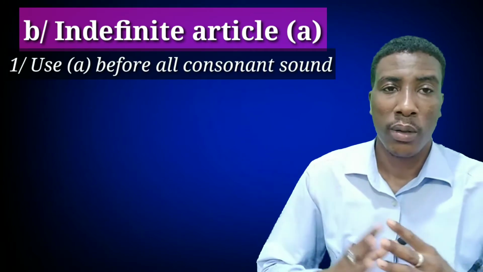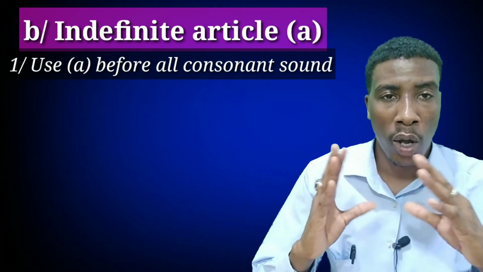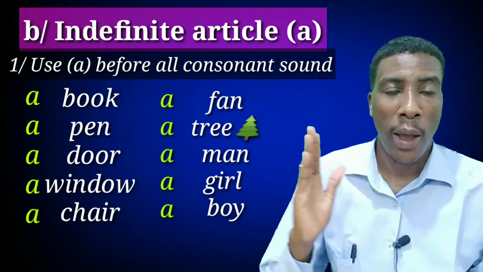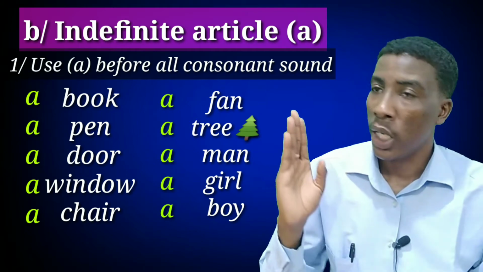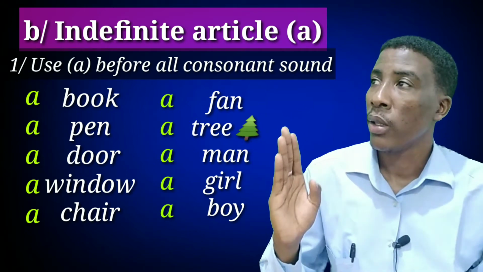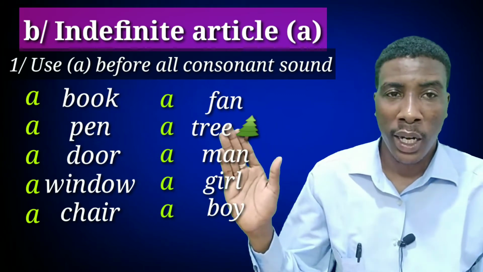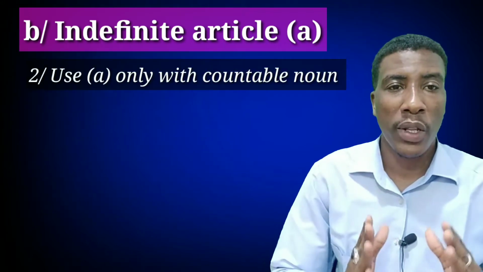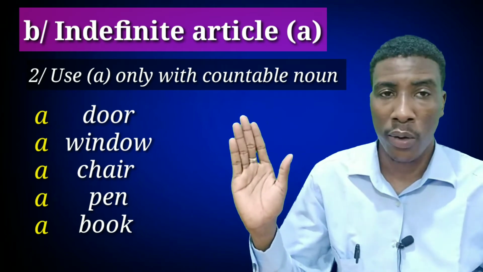Okay, let us go to the indefinite article a. The rule number 1, use a before all consonant sounds. A book, a pen, a door, a window, a chair, a fan, a tree, a man, a girl, a boy, like this.